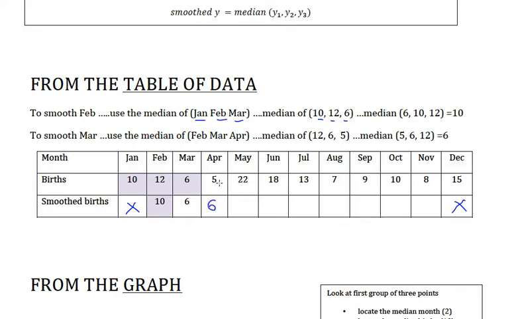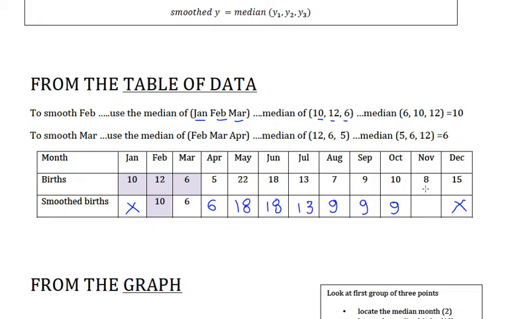For these 3, 5, 18, then 22. Middle is 18. These 3 here, 13, then 18, then 22. So this one's also 18. These 3, 7, 13, then 18. So this one would be 13. These 3 here, 7, then 9, then 13. So middle number's 9. 7, 9, then 10. Middle is 9. These three here, 8, 9, 10. Middle is 9. You can see that we get some numbers repeated, but that's okay.